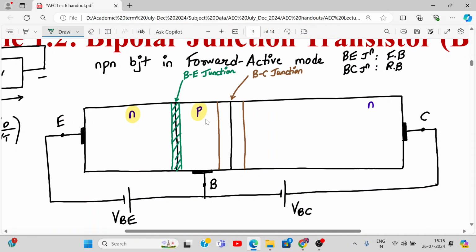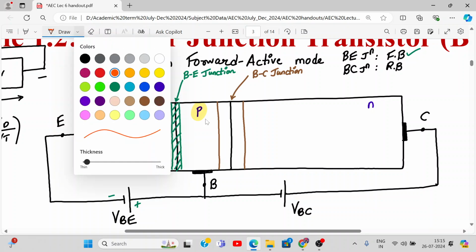And how is the depletion layer affected? I've applied a positive to P and a negative to N, so this makes the base-emitter junction forward biased. This is clear? So far so good. Now what will happen? There are plenty of electrons in this region, the emitter.